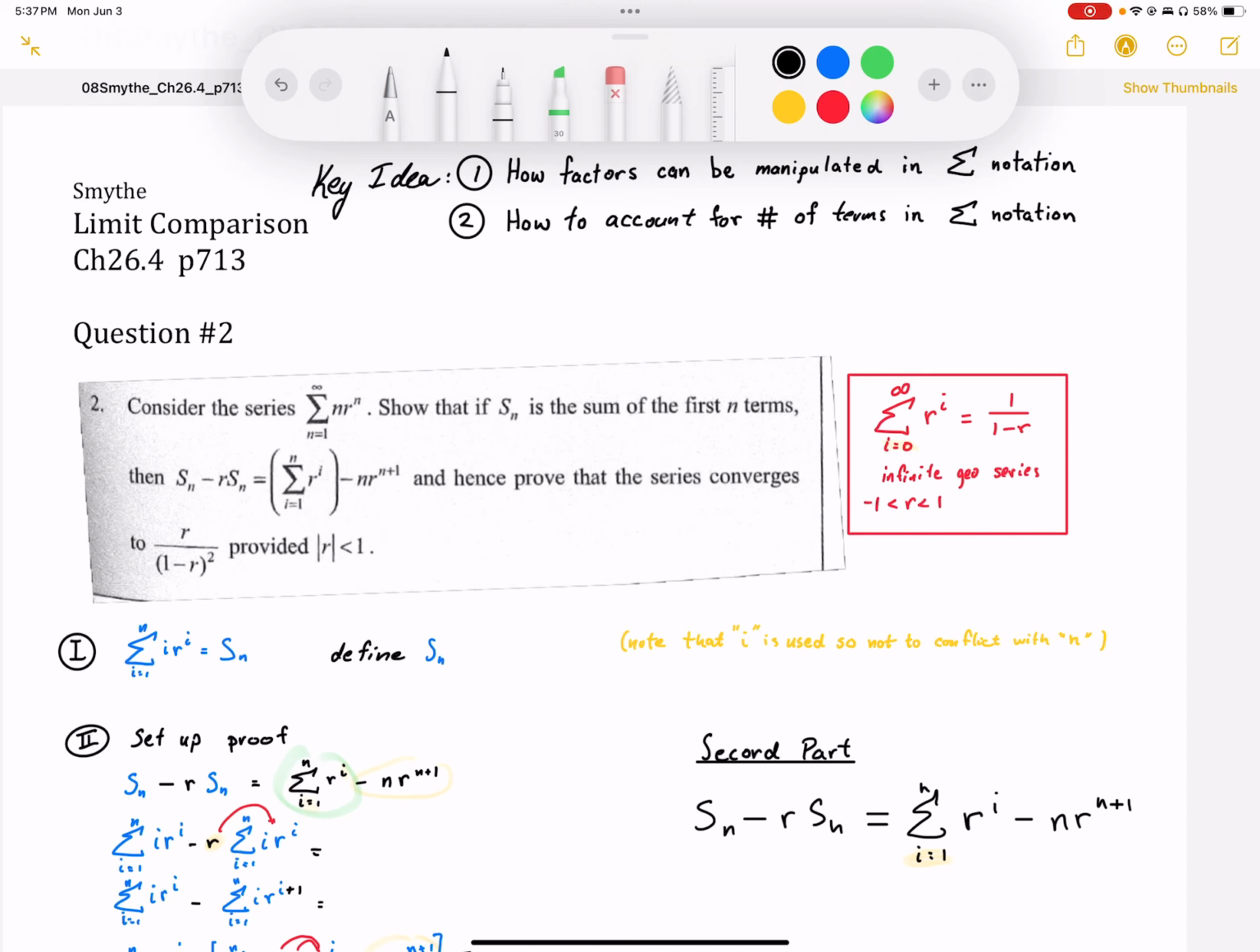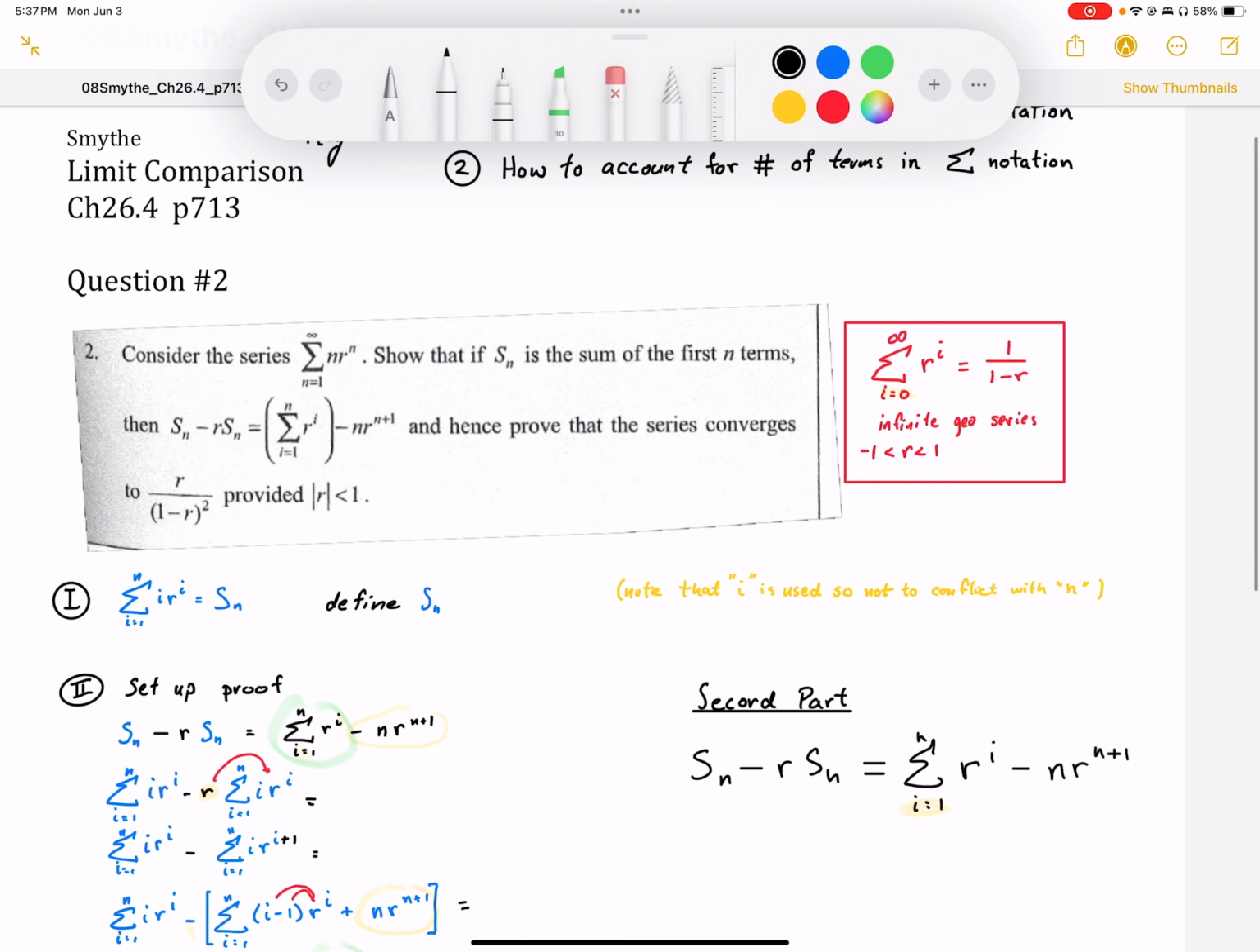The second part of this problem says that we want to prove that the series converges. So if the series is converging, we're talking about an infinite sum, or S. So the series converges to R over (1 minus R) all squared, and this is for R less than 1, so this is relating to the infinite geometric series.